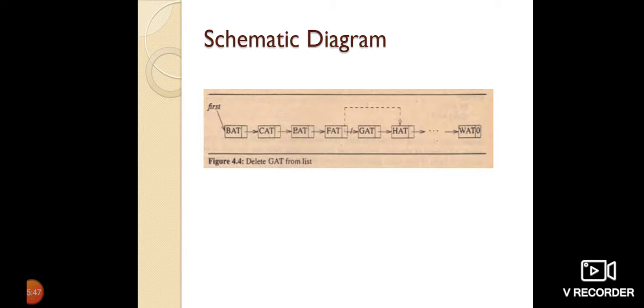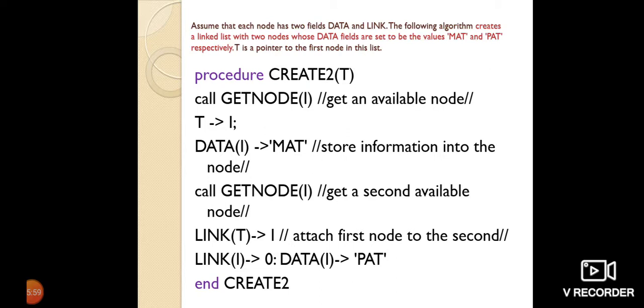So this is the way. If you're going to change the address of fat to the address of hat, automatically the connection in between the node will get disconnected. Obviously it will be deleted. Okay, then we are going for three processes.